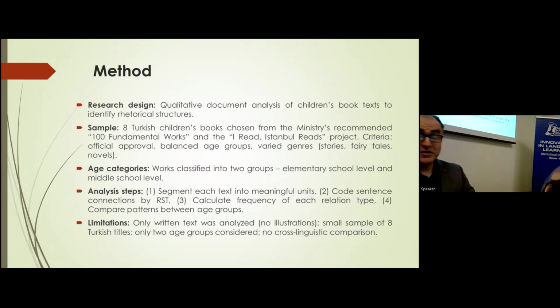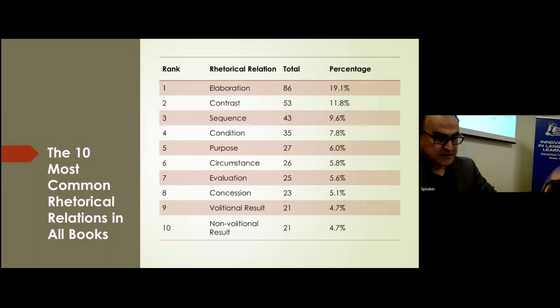educational children's books. You can see on the slide the 10 most common rhetorical relations in all books. You can see that the first one is elaboration. What can we call elaboration? It's a satellite sentence, and it gives extra details about the nucleus.